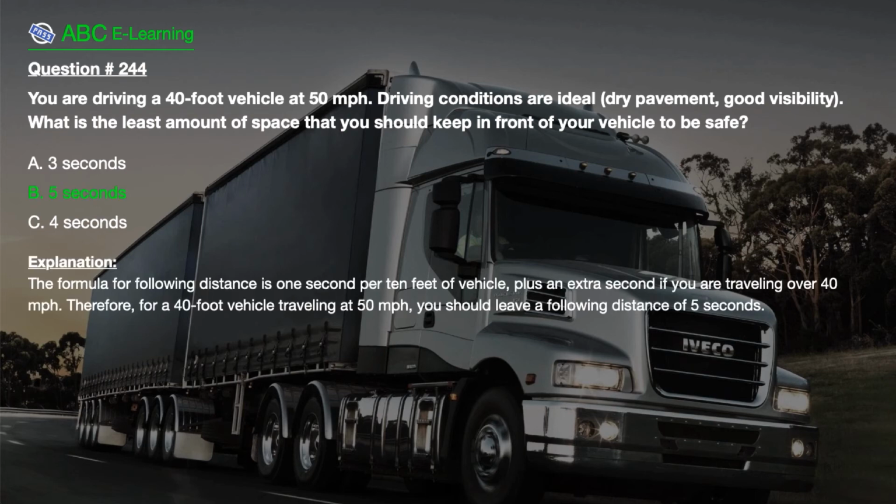The correct answer is here. B. 5 seconds. Explanation. The formula for following distance is 1 second per 10 feet of vehicle, plus an extra second if you are traveling over 40 miles per hour. Therefore, for a 40-foot vehicle traveling at 50 miles per hour, you should leave a following distance of 5 seconds.